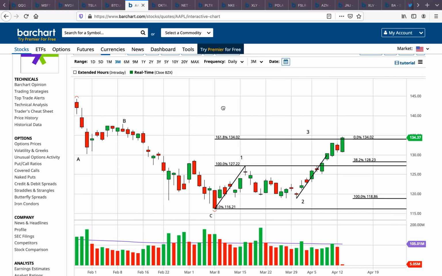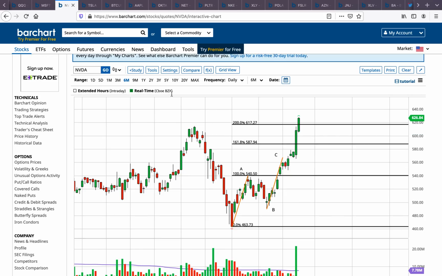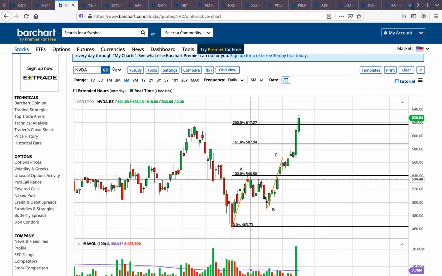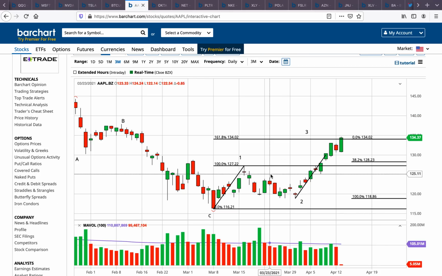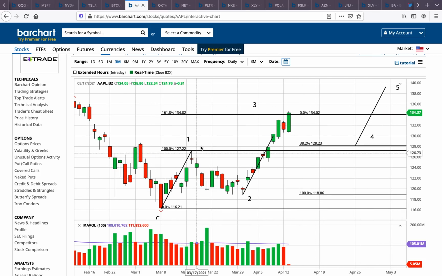Okay, let's talk about another tech stock. You guys know this one. This is Apple. Apple was the exact same story as NVIDIA. They said, oh, this is an ABC relief rally, right? They said that same thing about NVIDIA. They said that exact same thing about QQQ. QQQ has passed the 161.8% extension of wave 1. NVIDIA has passed the 161.8% extension of wave 1. So this isn't an ABC correction. Apple today passed the 161.8% extension of wave 1. So what does that mean for Apple? This is not an ABC relief bounce.